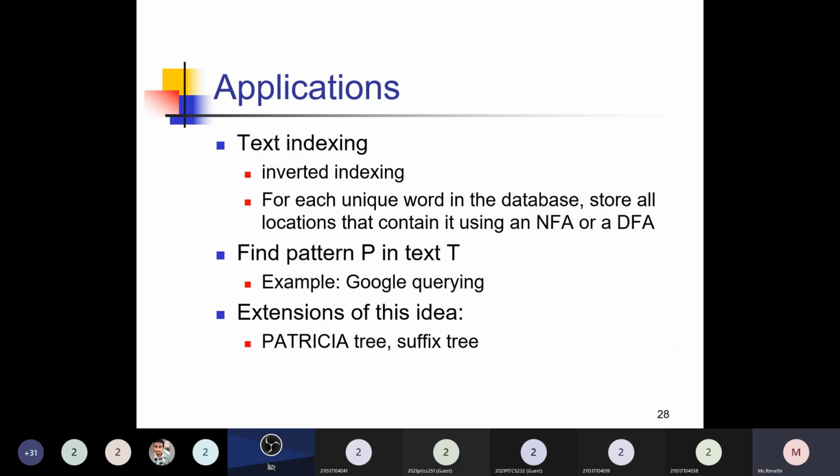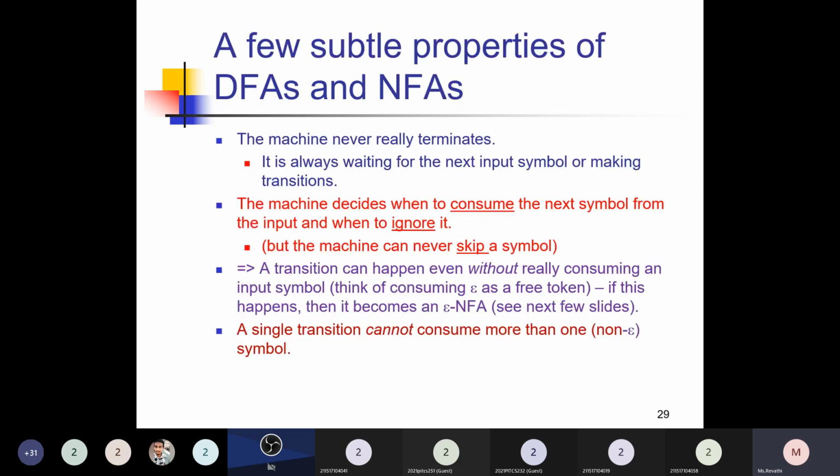And then coming to the applications, as we discussed earlier: first one, text indexing, finding a pattern, extension of the idea, and so on. These are all the basic applications. Now a few properties of operations of DFAs and NFAs. The machine never really terminates. These are all the properties of NFA and DFA.